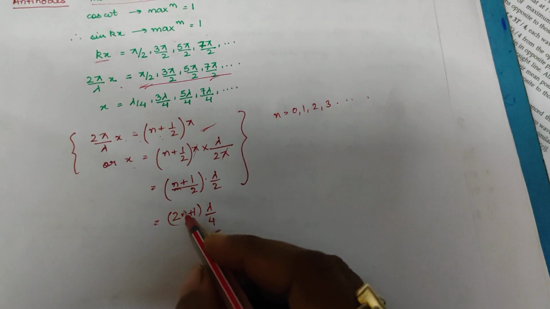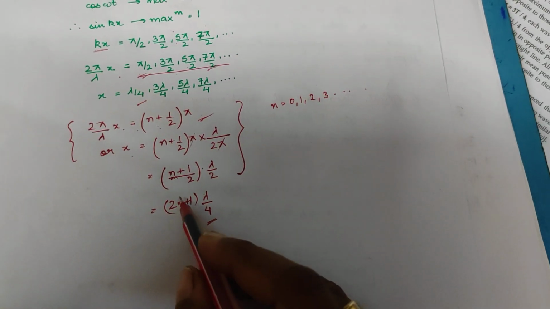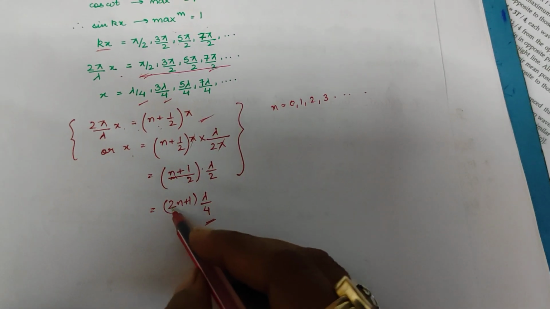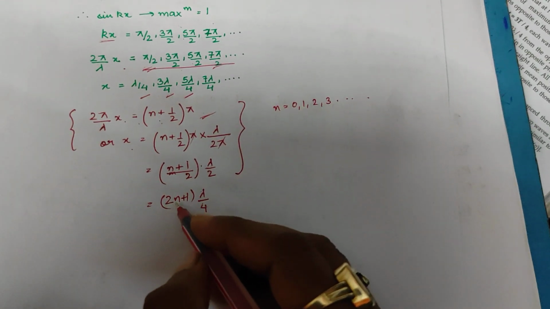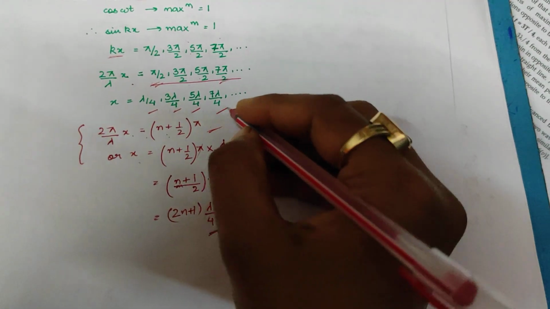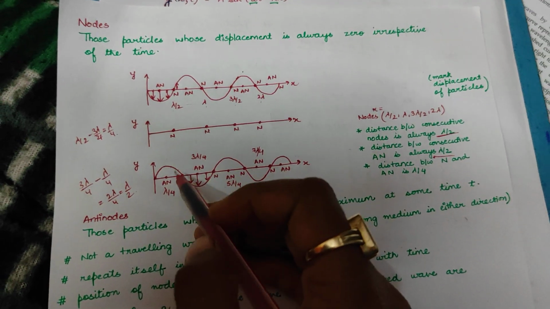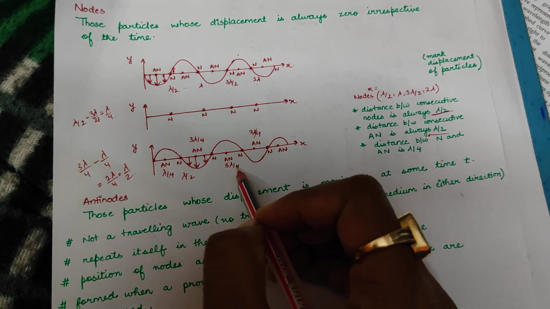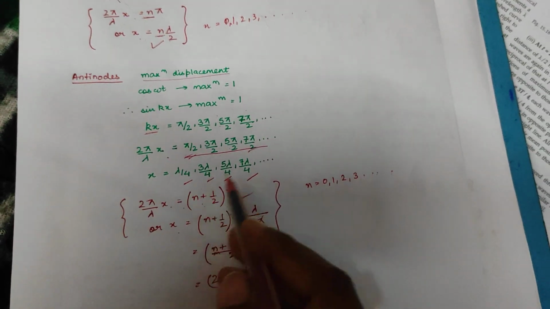Now put the values of n over here. If n is 0, this will give you lambda by 4. If n is 1, 2 plus 1, 3 lambda by 4. If n is 2, 2 2s are 4, 4 plus 1, 5 lambda by 4. If n is 3, 3 2s are 6, 6 plus 1, 7 lambda by 4. So in this way you will get the values for antinodes, and you can check it from the figure also. We have already written that we get antinodes at lambda by 4, 3 lambda by 4, 5 lambda by 4 and 7 lambda by 4. So this is what you are getting here.